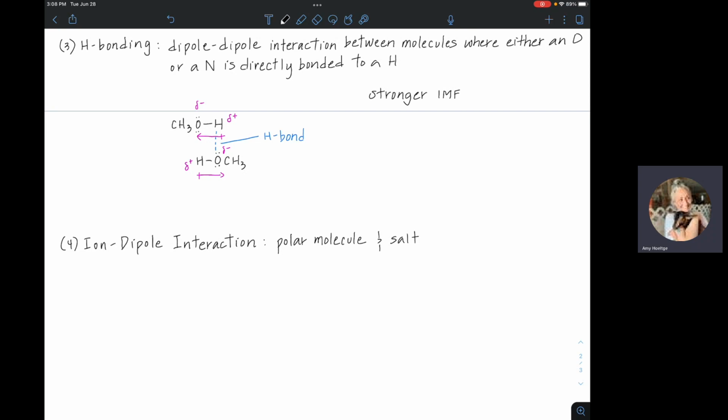So you can kind of imagine what's coming next, right? It looks like a dipole-dipole interaction, but one of the compounds is ionic and it has dissociated. So it actually has formal charges. The cation is going to be attracted to the partial negative end of your polar molecule, and the anion is going to be attracted to the partial positive end of your molecule.